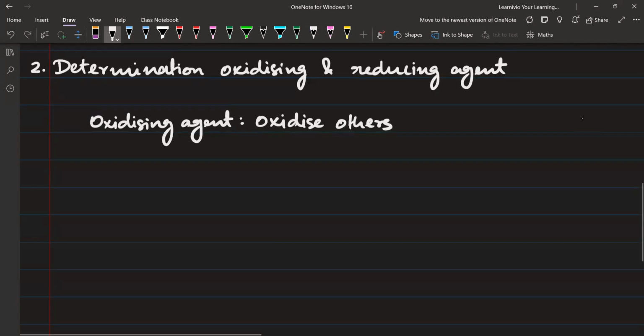Make sense? Yes or no, please tell me. Now, oxidizing agent, it will oxidize others. How will it oxidize others? Look, whenever oxidation happens, certain species will lose electrons. Yes or no? Whatever is getting oxidized, it will lose electrons.